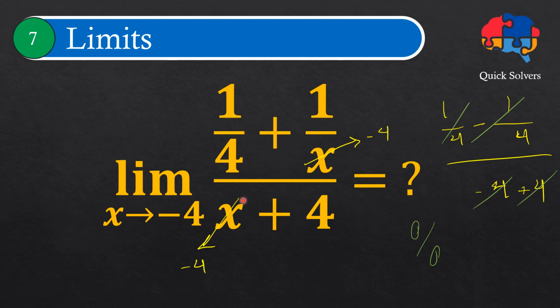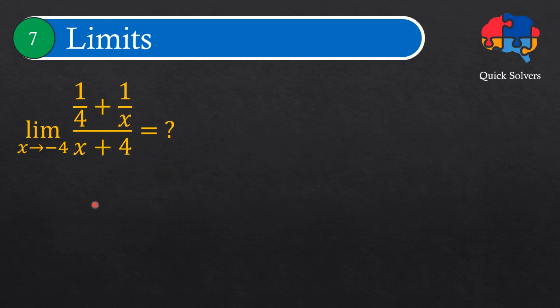And by simplifying the function here, well, we cannot simplify the denominator. We should somehow write the numerator in a way that we can find a factor like x plus 4 there. Okay, let's see how we can do it. All right, so let's see how we can rewrite this numerator here. We have 1 over 4 plus 1 over x.